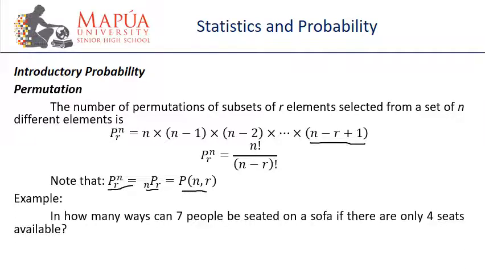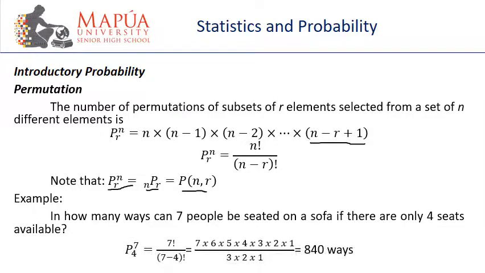So let's say, for example, in how many ways can 7 people be seated on a sofa if there are only 4 seats available? Since n is equal to 7 and r is equal to 4, it will be 7 factorial divided by 7 minus 4 factorial, represented by 7P4. And performing this operation, the number of ways will be 840.